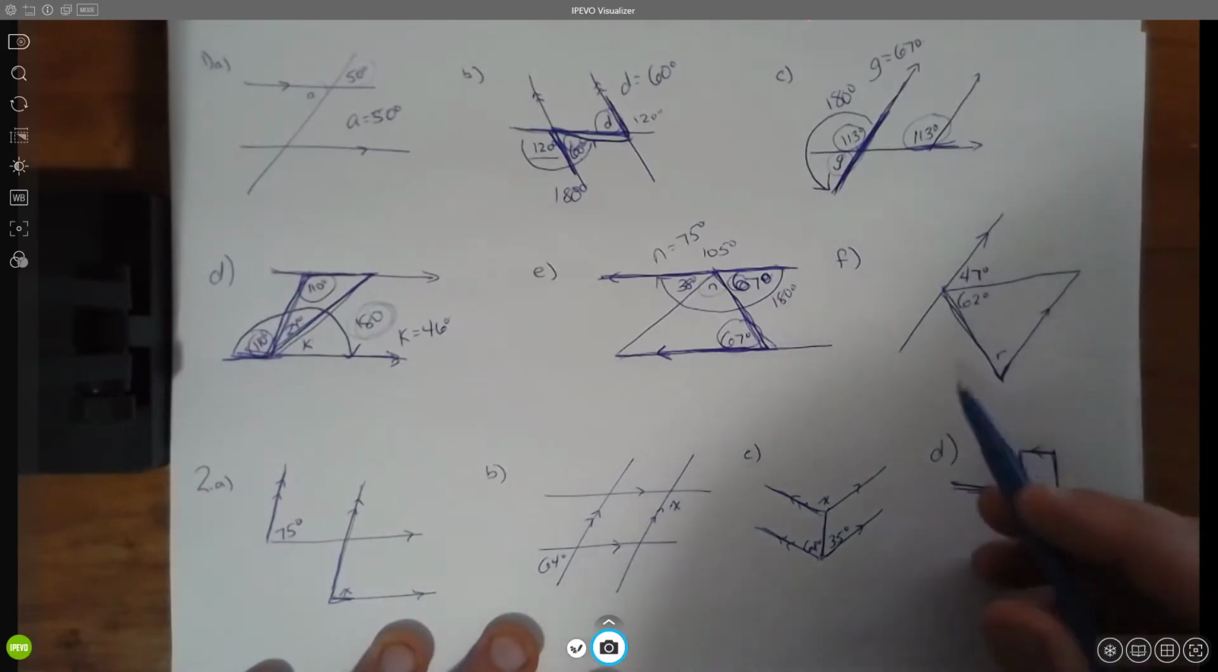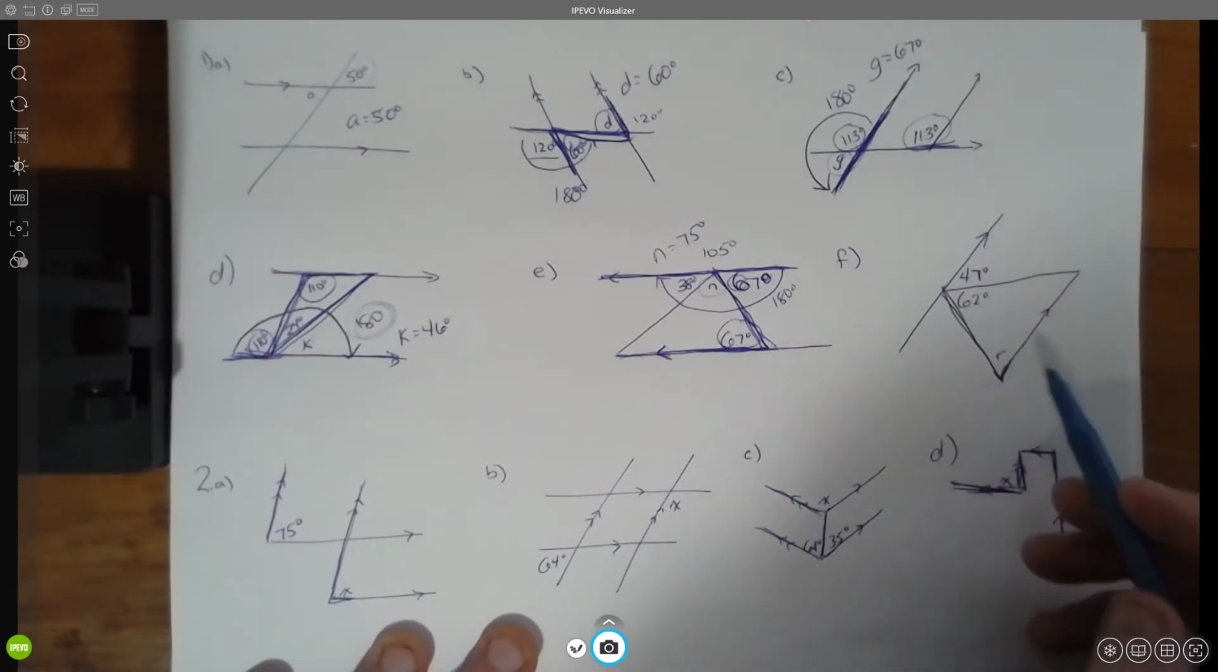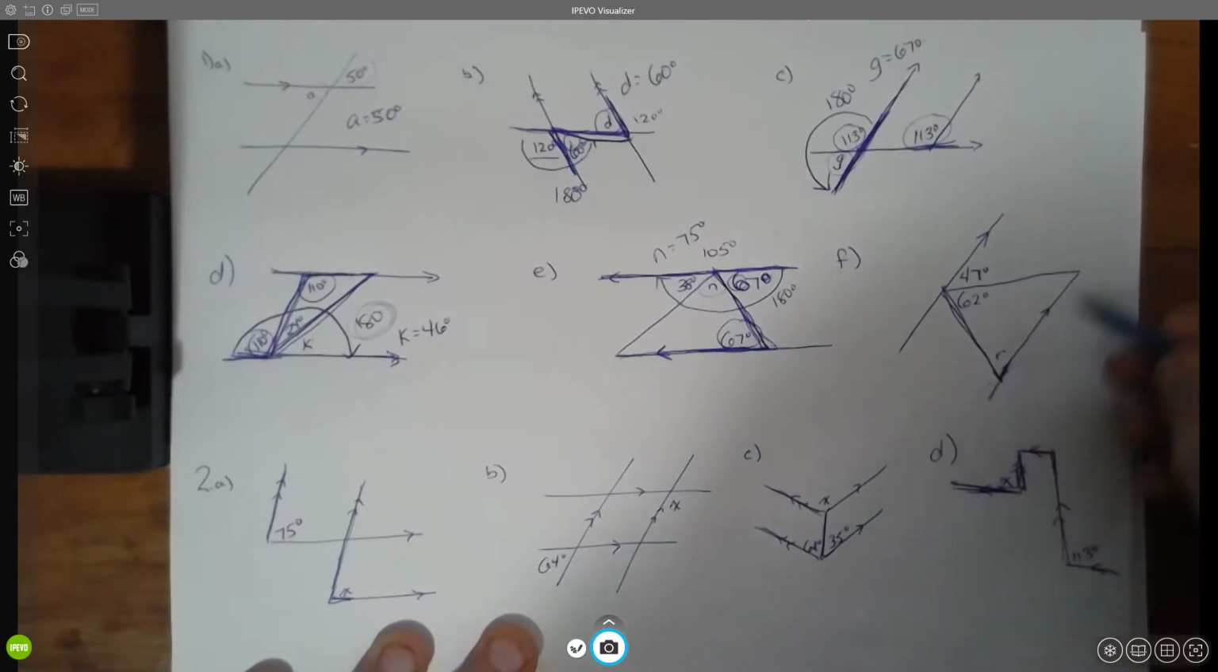Next question, we have F here, and we're asked to solve for R. Now this one gets a little bit trickier. Again, I can extend this way and this way.